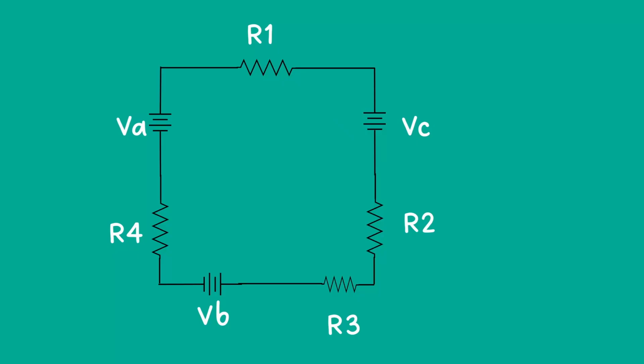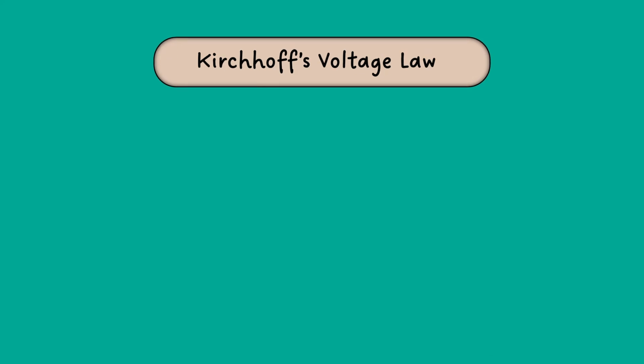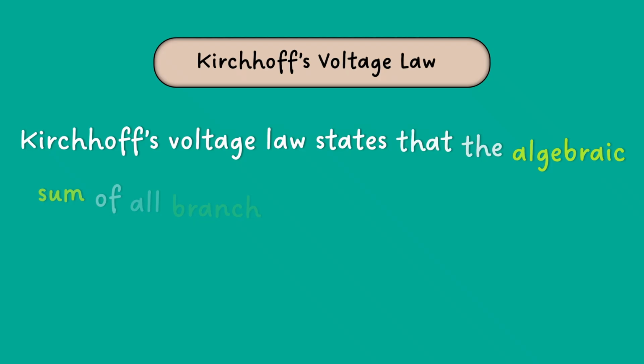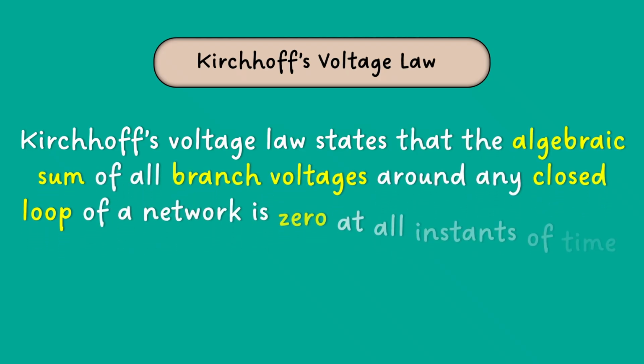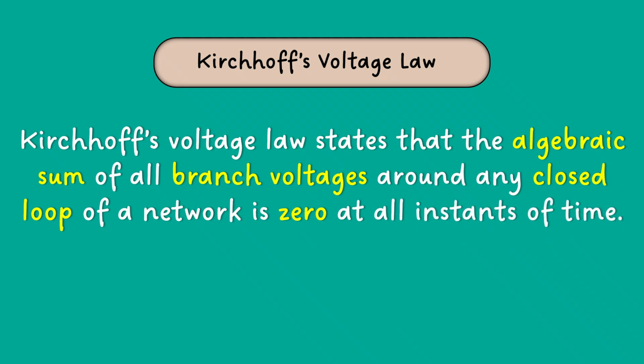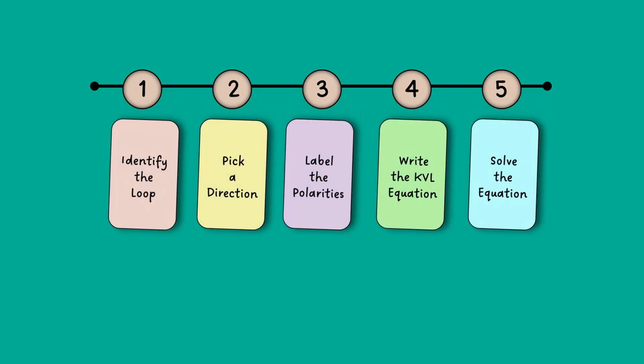Similarly, in a circuit, no matter how many batteries or resistors you encounter, the sum of all voltages in a closed loop always equals zero. This is exactly what KVL is all about. Kirchhoff's voltage law states that the algebraic sum of all branch voltages around any closed loop of a network is zero at all instants of time. KVL represents the law of conservation of energy. To solve any circuits using KVL without getting confused, follow these 5 steps.